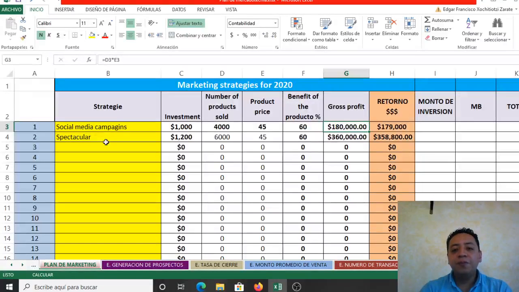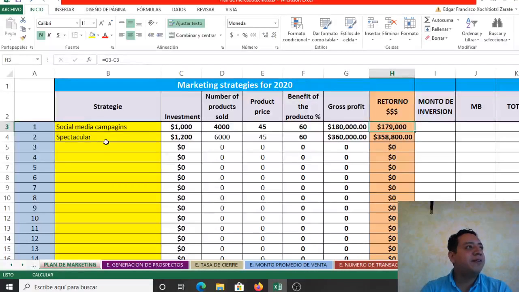How do you calculate this? You have to multiply the 4,000 products by the product price of 45, and for the return, you just have to take the difference between the money you sold and the money that you invested. So you have a difference of 179.